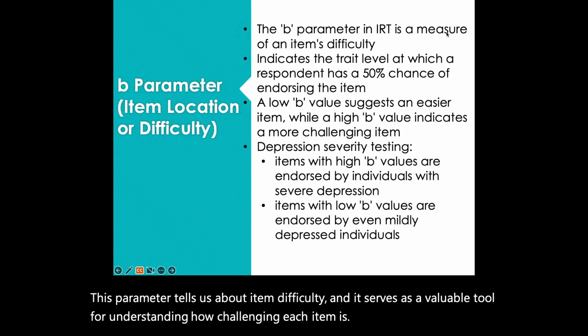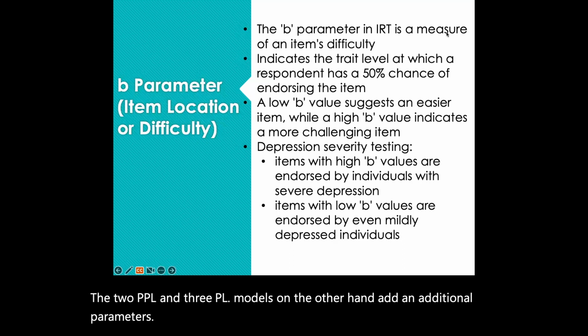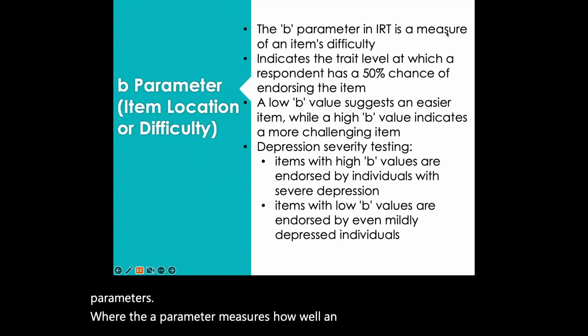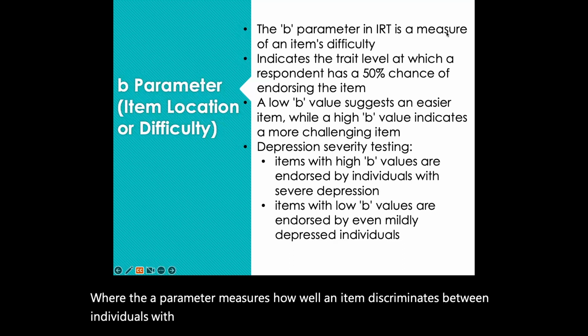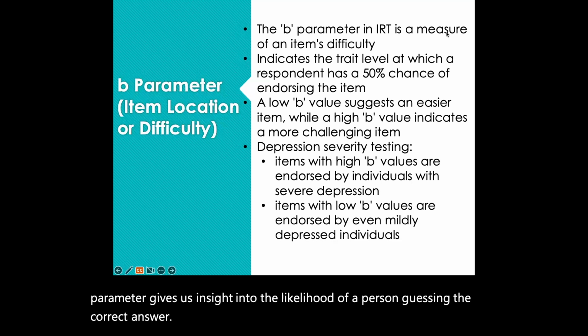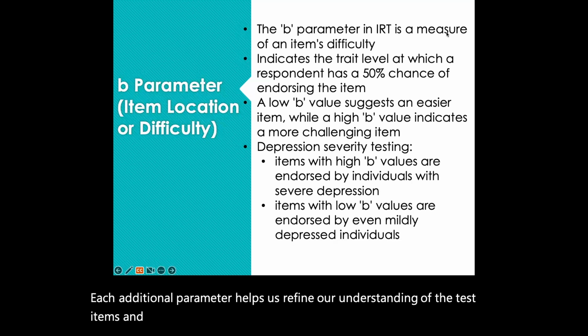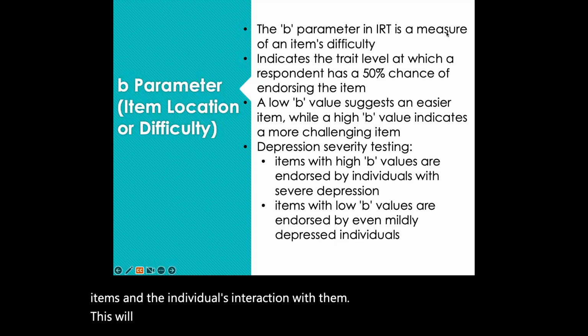This parameter tells us about item difficulty, and it serves as a valuable tool for understanding how challenging each item is. The 2PL and 3PL models, on the other hand, add in additional parameters, where the A parameter measures how well an item discriminates between individuals with different levels of that underlying trait, and the C parameter gives us insight into the likelihood of a person guessing the correct answer. Each additional parameter helps us refine our understanding of the test items and the individual's interaction with them. This will be the subject of another video.